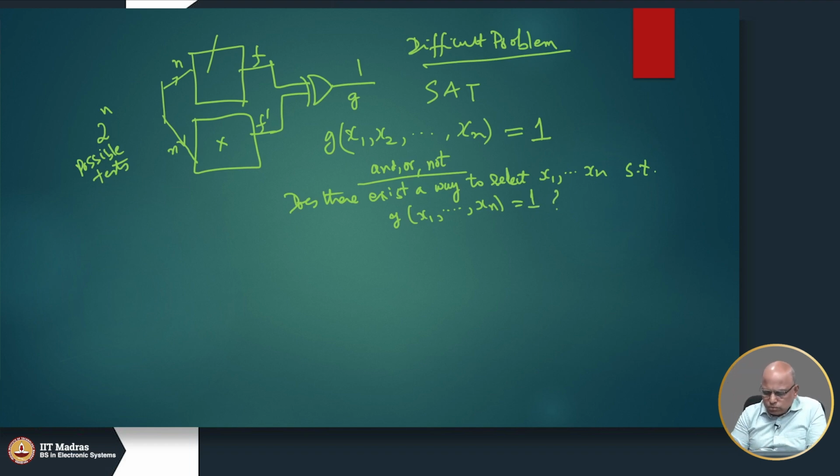Unfortunately, there is no algorithm, so to say, to find such a setting of x1 to xn. It is also possible that there is no such test vector, there is no way to set x1 to xn in such a way that g becomes 1, that is also possible. In either case, to detect whether such a thing is possible or not possible, even that is not easy.